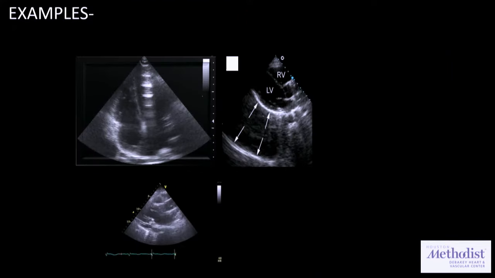Let's see if you can see what's going on here. So the first one here, you see that classic step ladder pattern? That's one type of artifact. And here you see, it looks like a pleural effusion, but it's actually a reverberation artifact.